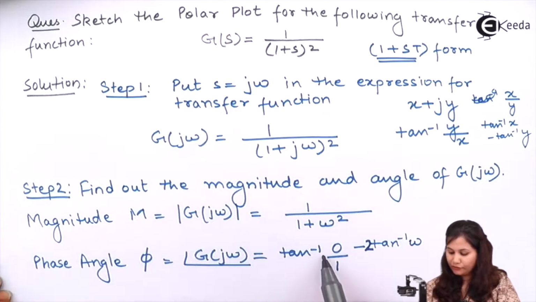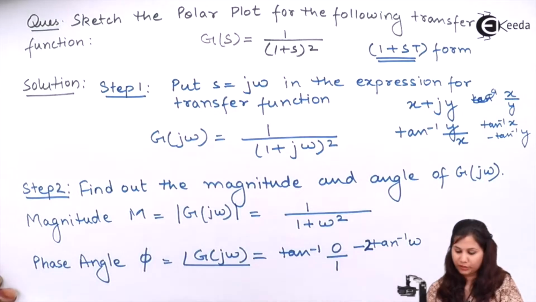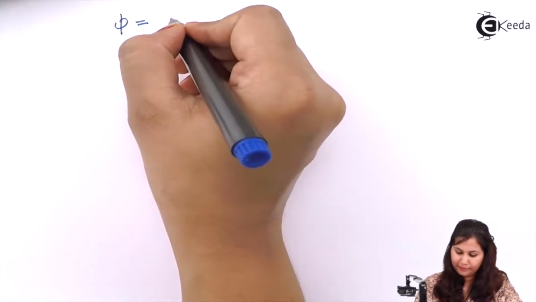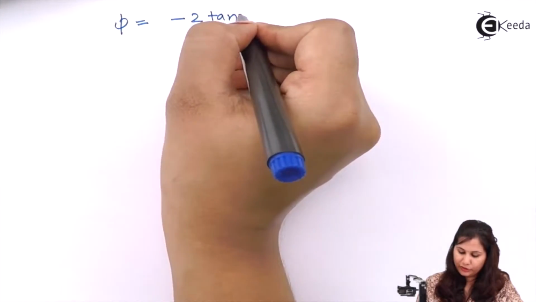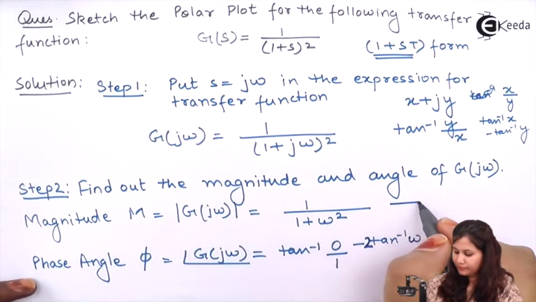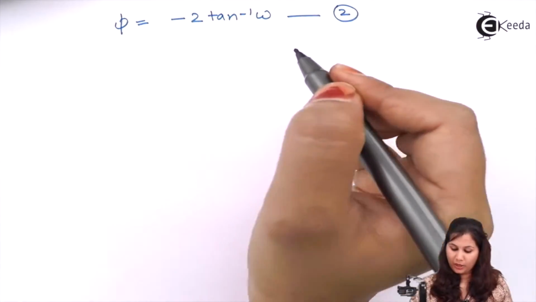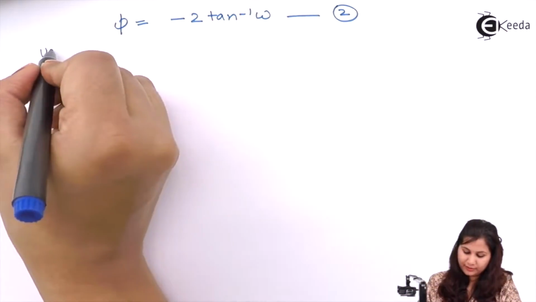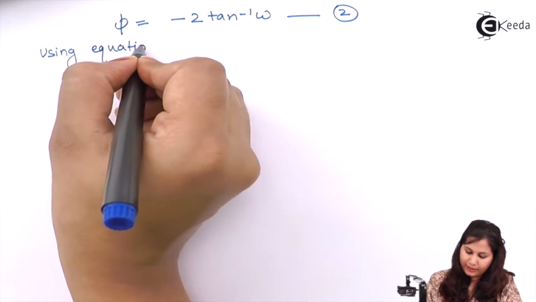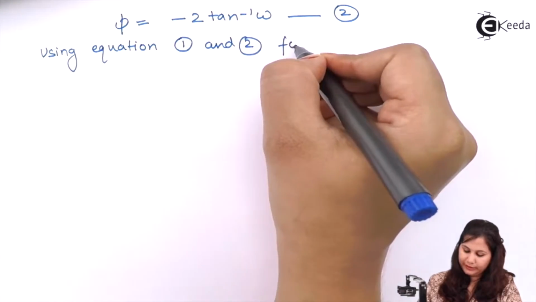Now tan inverse of 0 upon 1 will be 0. So the phase angle, that is phi, will be minus 2 tan inverse omega. Mark the magnitude equation as equation 1 and this as the second equation. Now using equations 1 and 2, form a table.